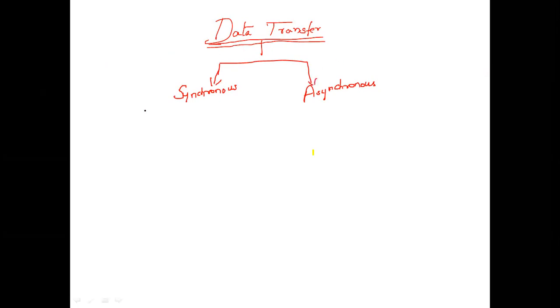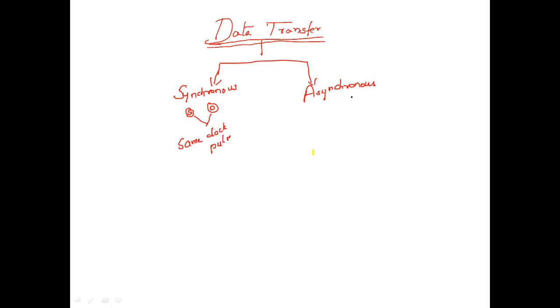What do you mean by synchronous mode? Synchronous mode means the two devices, the source and the destination, are going to be at the same clock pulse. So the data is going to be shared at the same clock pulse. That type we are going to say is a synchronous data transfer.